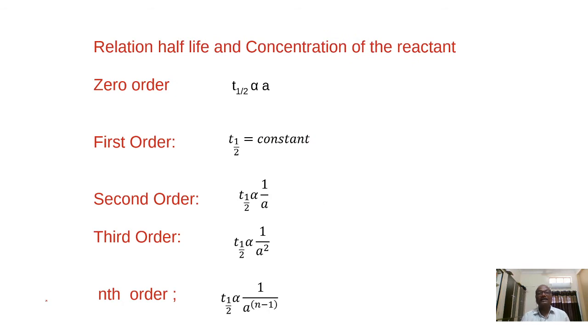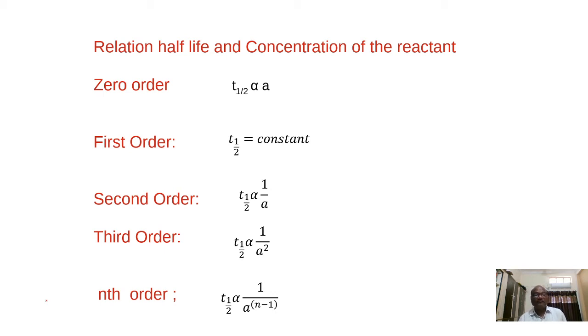Here we have summarized the half-lives of different orders of reactions and concentrations. In zero order, T of is directly proportional to A. In the first order, T of is equal to constant. In the second order, T of is inversely proportional to A. In the third order, T of is inversely proportional to A square.